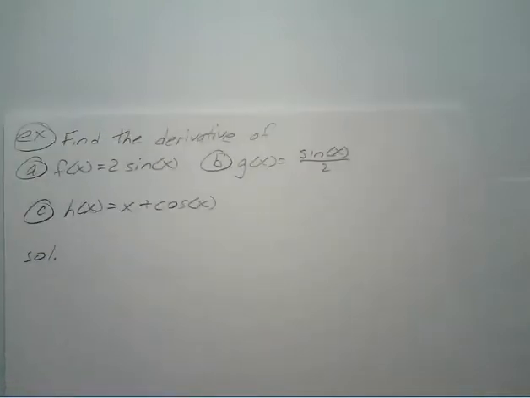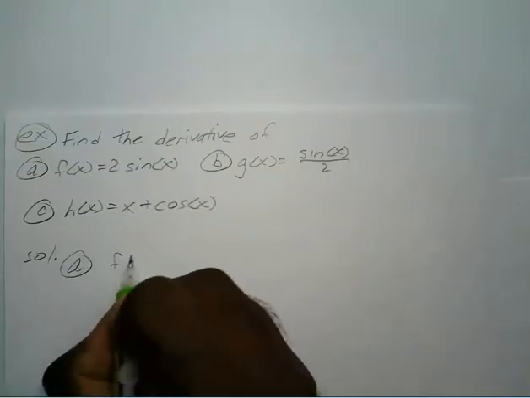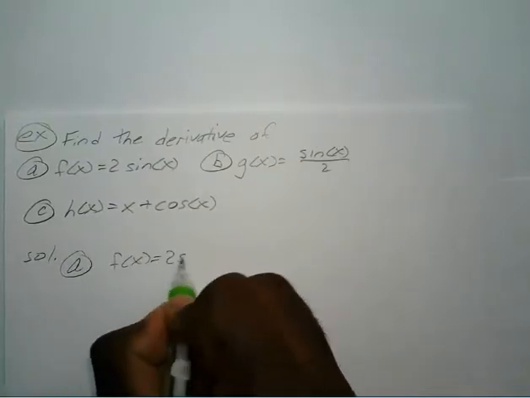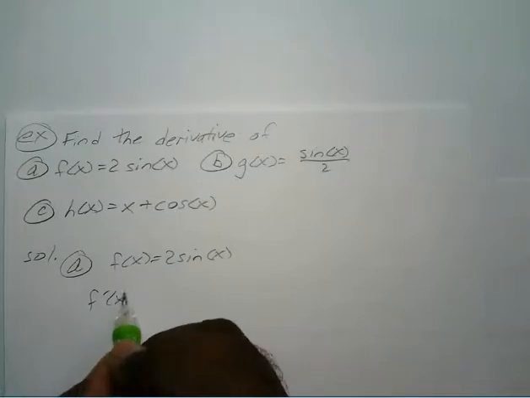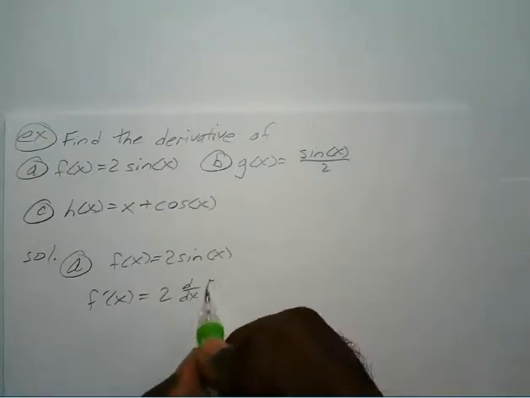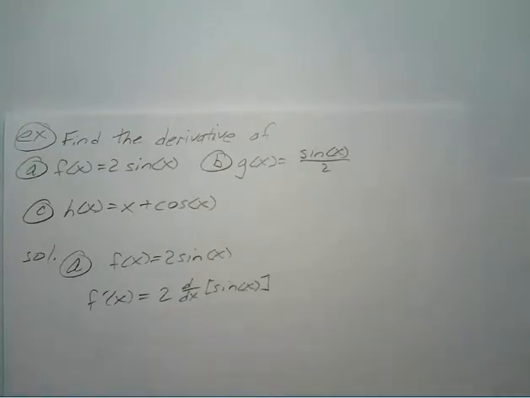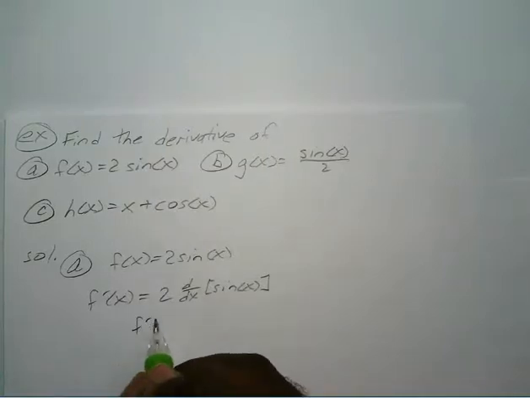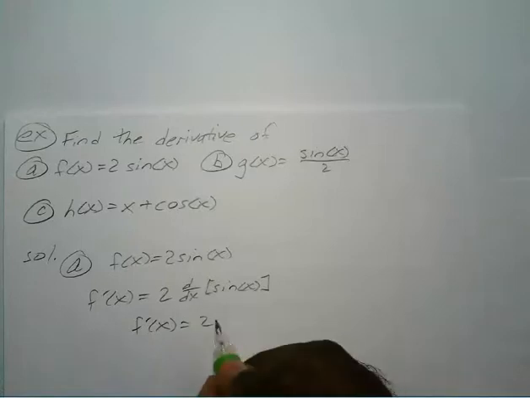All right, so to solve those, starting with problem A, f of x is equal to 2 sine of x. Okay, so that means that f prime of x is equal to 2 times the derivative of sine of x. So in other words, f prime of x is equal to 2 times cosine of x.